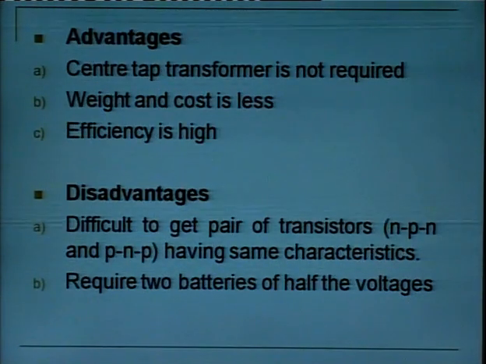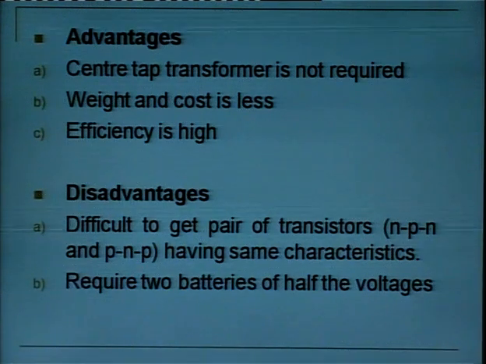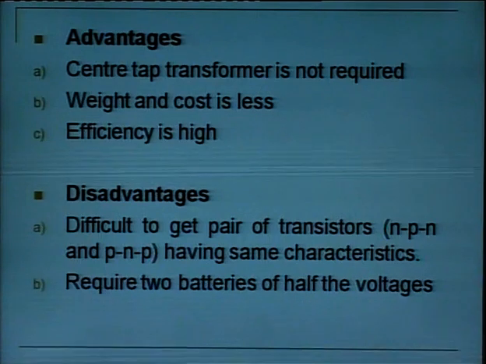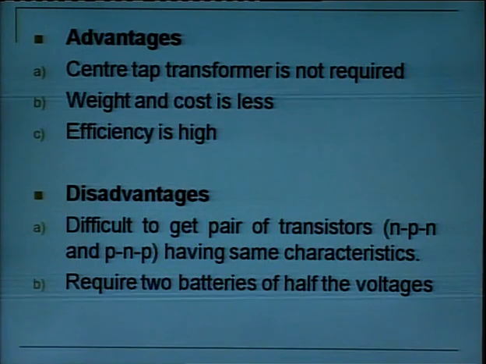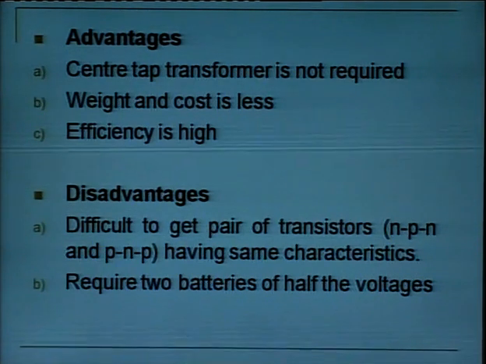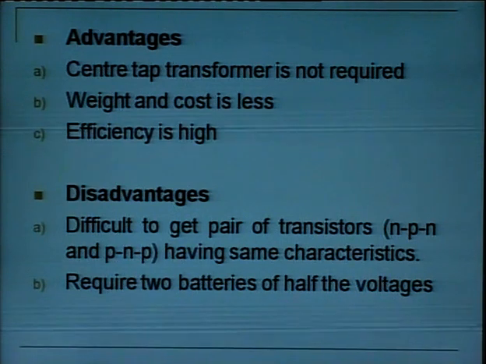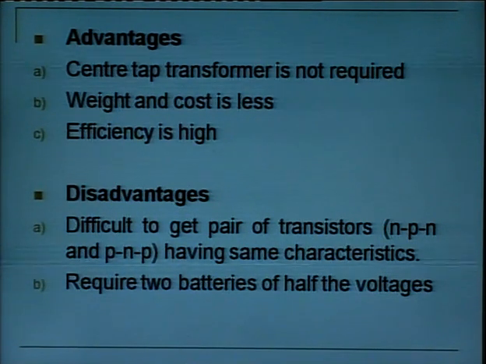The advantages: a center-tap transformer is not required, weight and cost are less, and the efficiency is high in case of your complementary push-pull amplifier. Since a center-tap transformer is not required here, your weight is less as compared to your push-pull amplifier. The disadvantage is that it is very difficult to get a pair of transistors having the same characteristics. In the push-pull amplifier, we discussed that we need two identical transistors, both NPN. Here we need one NPN and one PNP.